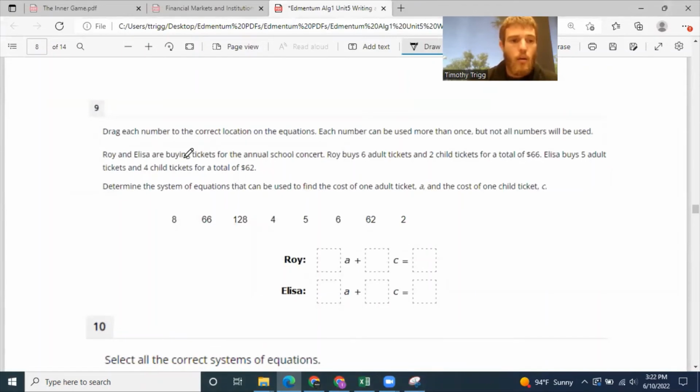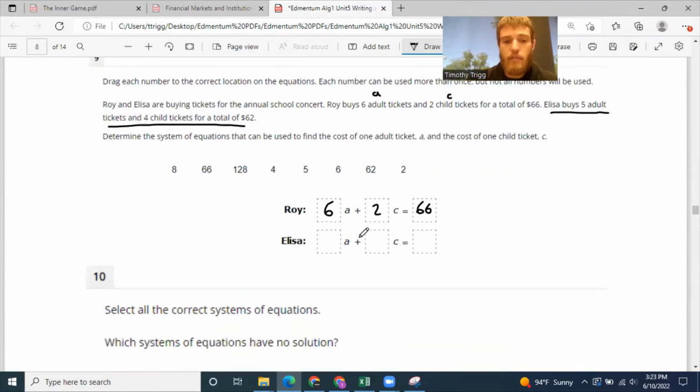All right. Roy and Elissa are buying tickets for the annual school event. Roy buys 6 adult tickets, so adult tickets are going to be A, and 2 child tickets. Child tickets are going to be C, for a total of $66. So Roy's equation is 6 adult tickets, 2 children tickets, for a total cost of $66. See if you can find the equation that represents Elissa's buying. Oh, so 5 adult tickets, 4 children tickets, $62. See if you can figure out what that is.